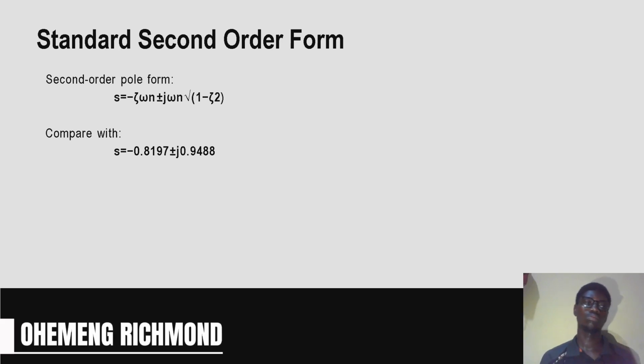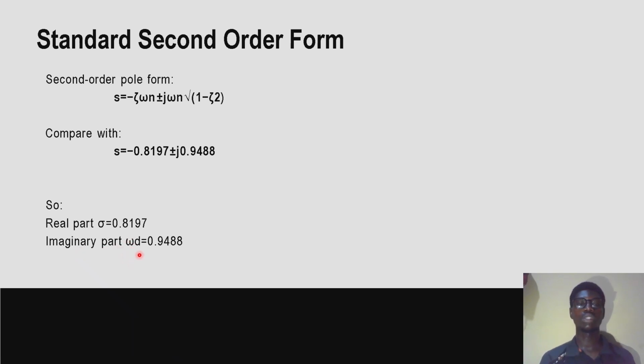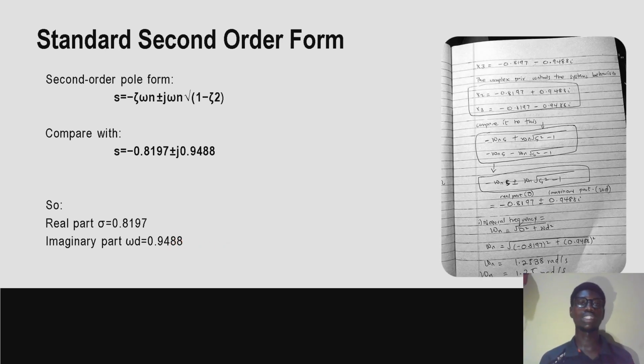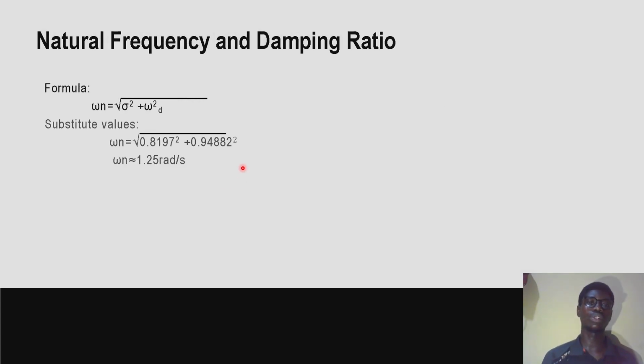By comparing what we had with the standard second order form, the real part, which is sigma, is equal to 0.8197, and the imaginary part, which is omega d, is equal to 0.9488. So now we move on to find the natural frequency and the damping ratio.